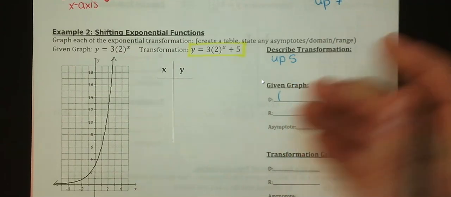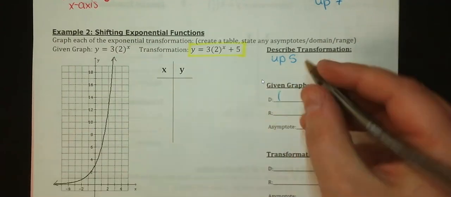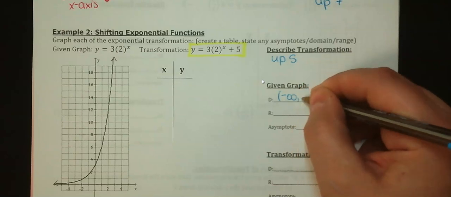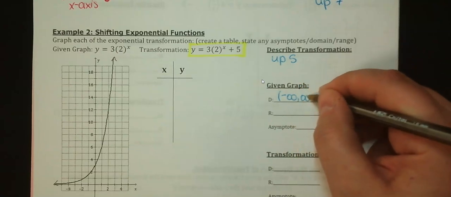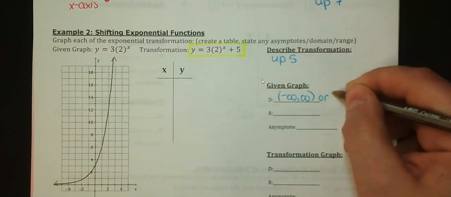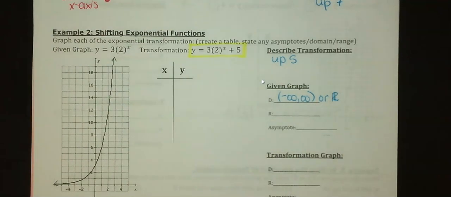So any domain for any of these exponentials, whether we shift them or not, is going to be the same. It's going to go negative infinity to infinity, or if you prefer, just write all real numbers, that symbol, that's maybe faster. No matter what type of exponential you are working with, growth, decay, or neither, they all go left and right forever. They'll cover the whole x-axis.